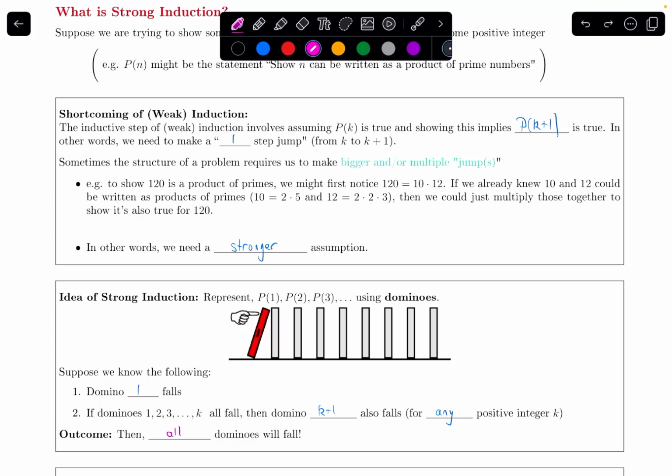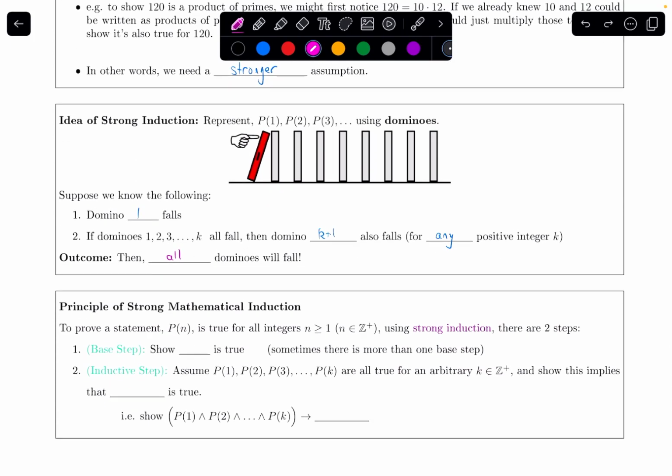Okay, so let's formalize this a bit. So strong mathematical induction says that to prove a statement P of n is true for all integers n that are greater than or equal to 1, there are two steps. There's the base step, in which we show P of 1 is true. Sometimes this value might be different from 1. It just depends on what our set is. Like if I'm trying to show it's true for all integers n greater than or equal to 3, then it started off with P of 3. And we'll see an example of that and it being different from 1 in this video. In a later video, we'll even see an example of a situation where there's more than one base step.